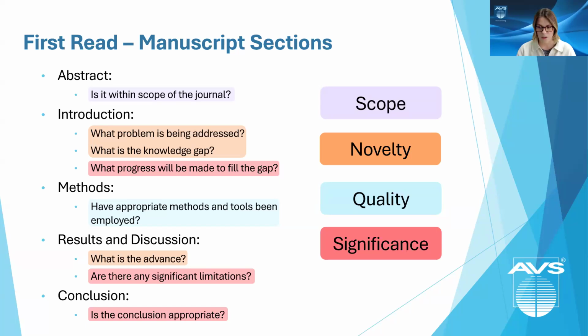And the authors also may address the significance of their study by describing what progress is being made in the introduction. The method section should address the question of quality by telling you if appropriate techniques and tools have been employed. And the results and discussion will again address novelty and significance by describing the advance being made, as well as any limitations to the study. And finally, the conclusion should summarize the significance of the advances that the authors have described throughout the study.